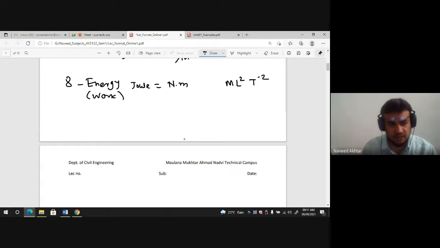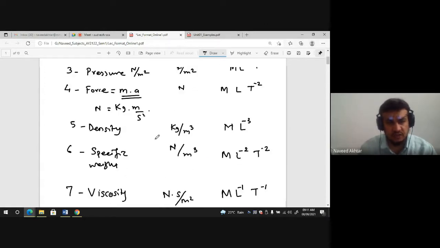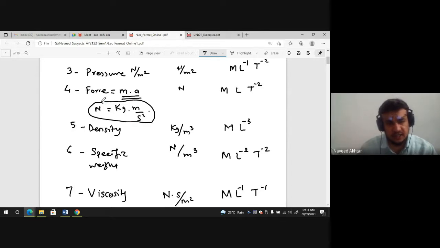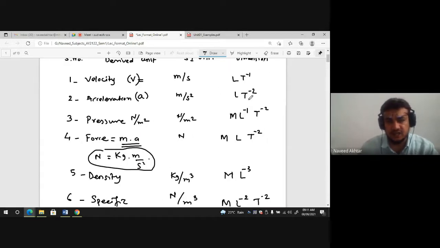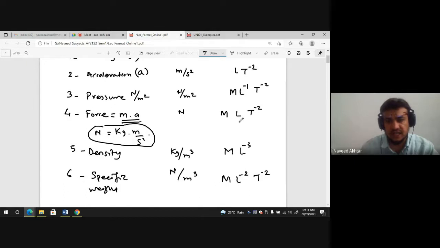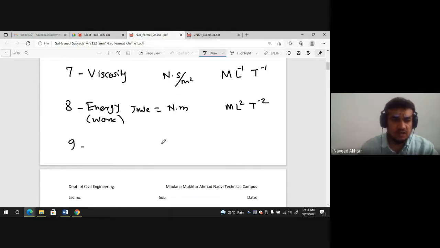You may also find out, like for force I have found the dimensional quantity. kg is mass, and meter per second square is acceleration. The acceleration is L T raised to minus 2. That's why M L T raised to minus 2 is the dimensional quantity for force. For energy and viscosity, you can derive from those previous quantities.